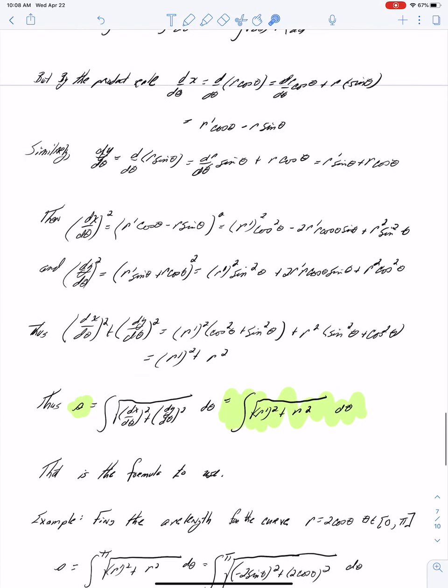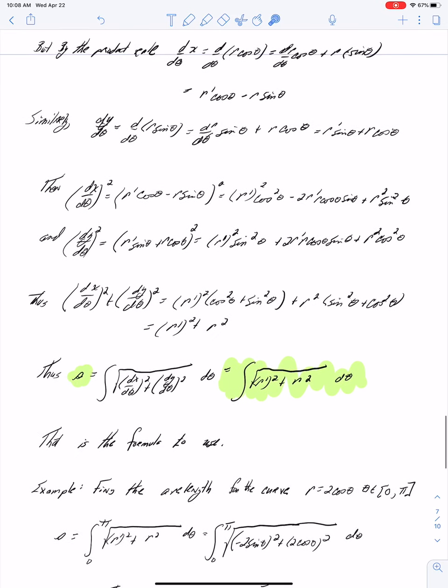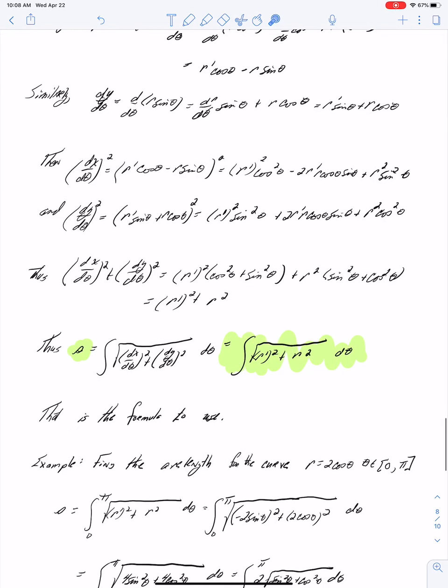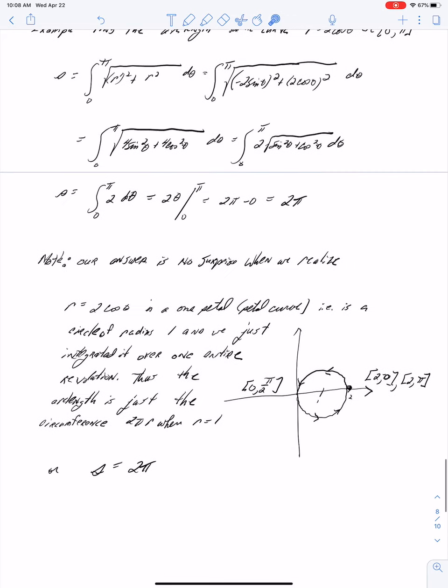Bottom line is, if you want to compute the arc length of a polar curve, r as a function of theta, this is the formula to use, and you have to integrate from whatever angle of theta to whatever other angle of theta that you want to find the arc length of.